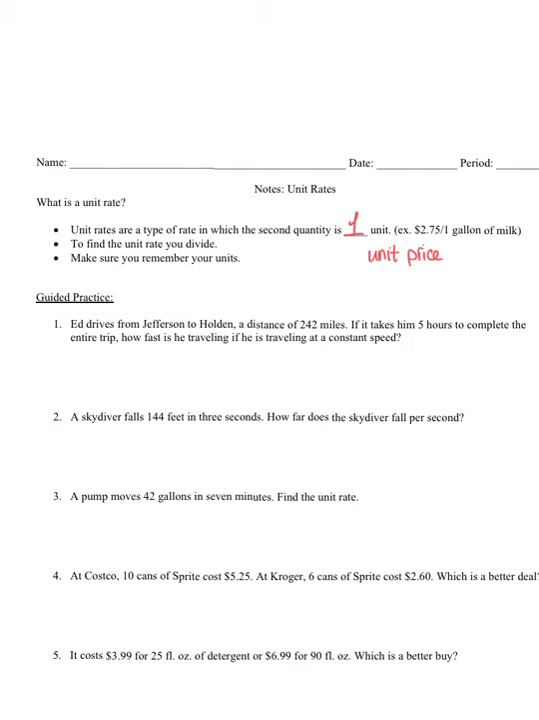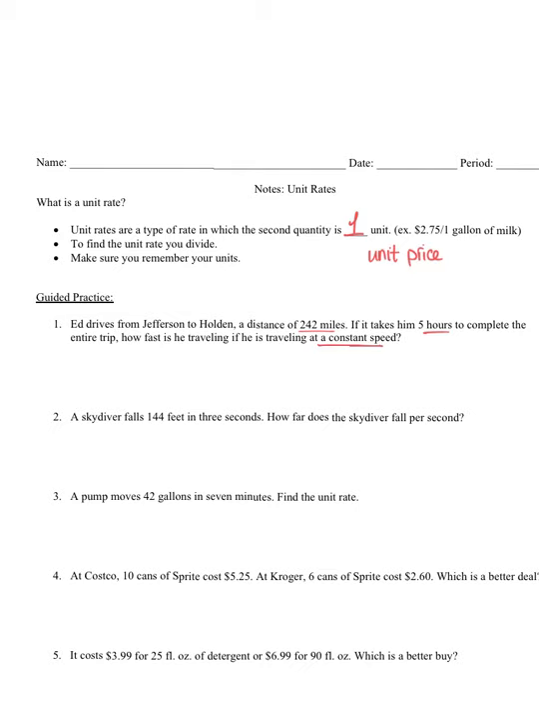Okay, number 1. A man drives from Jefferson to Houghton with a distance of 242 miles. If it takes him 5 hours to complete the entire trip, how fast is he traveling if he is traveling at a constant speed? So this is talking about a unit rate, and we're looking for the unit rate. So we're gonna figure it out. Remember, the unit is miles per hour.